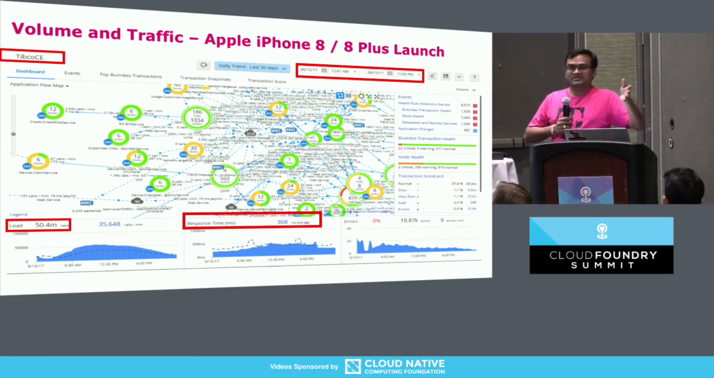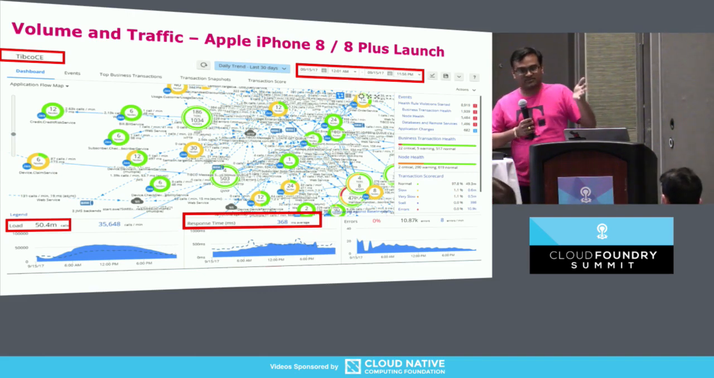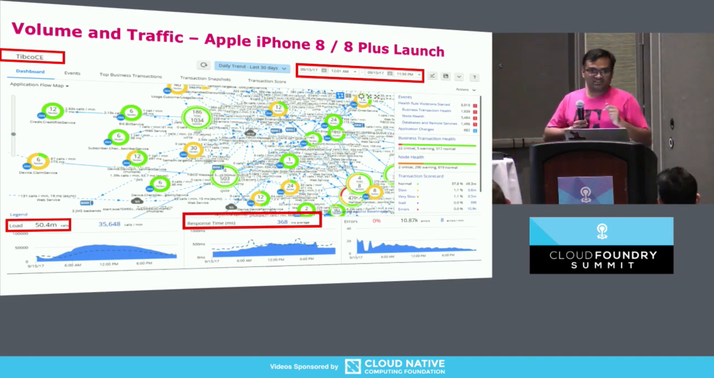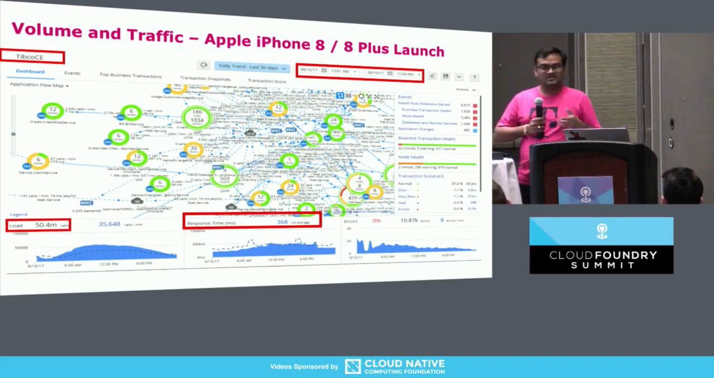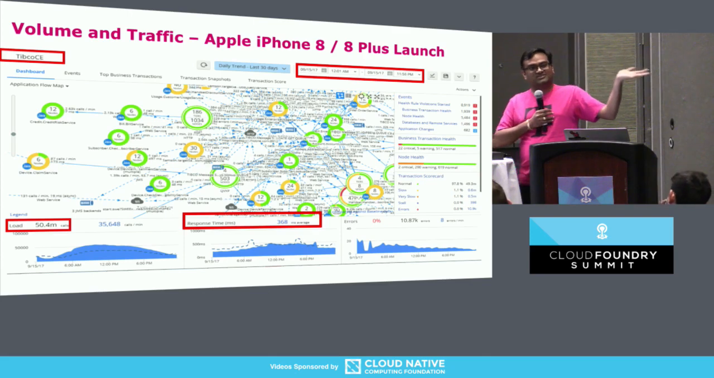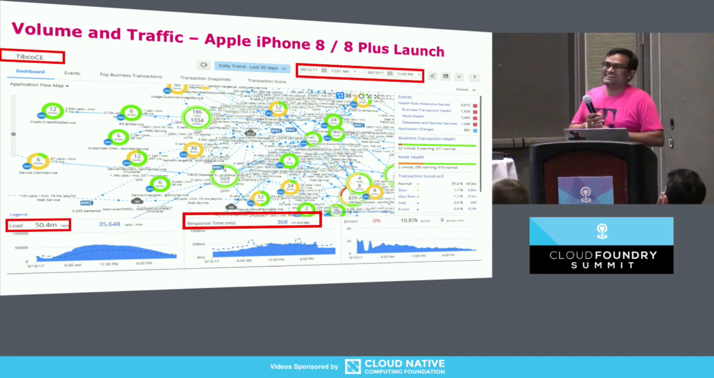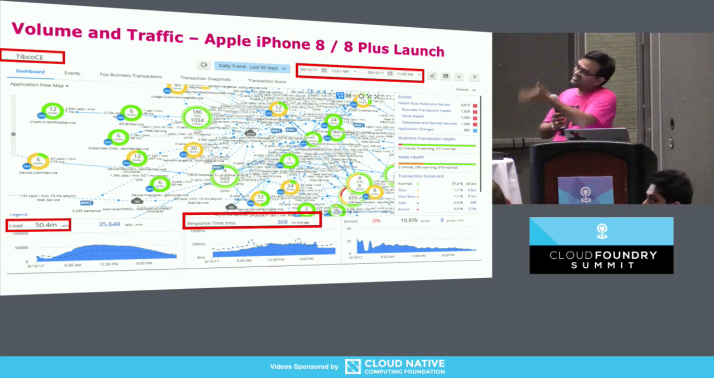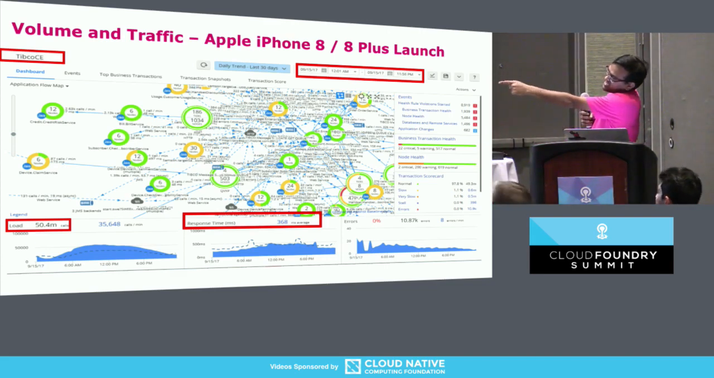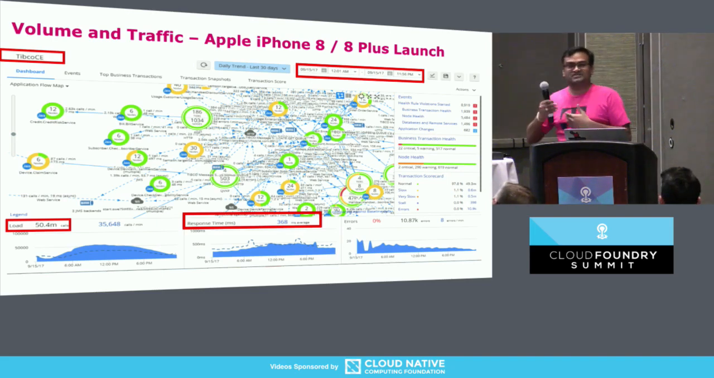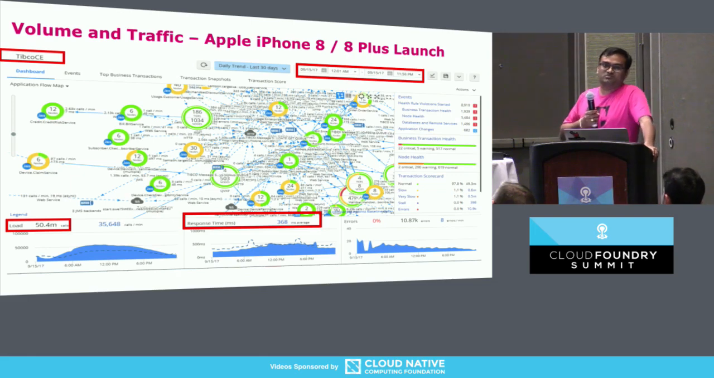How did we do it? I think our conference ended at 5:30 p.m. We came to the hotel. We put in a bunch of auto-scaling rules. I think we had a couple of drinks, Rob. I don't want to say that. But we had a couple of drinks, and still you could see the traffic ramping up. I saw the PCF containers ramping up, right? And we were successfully able to launch the product.